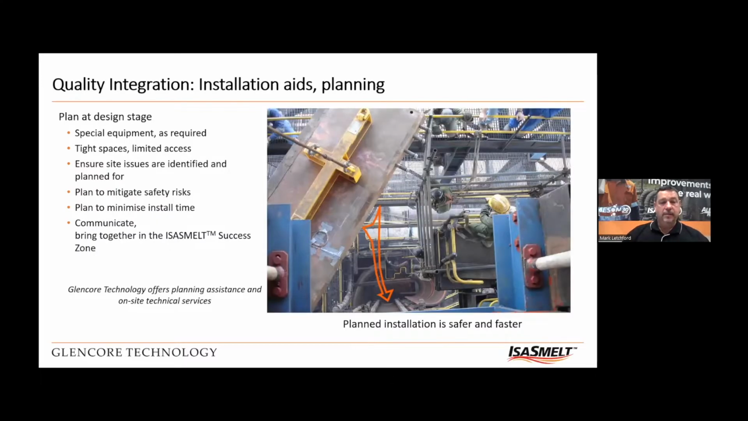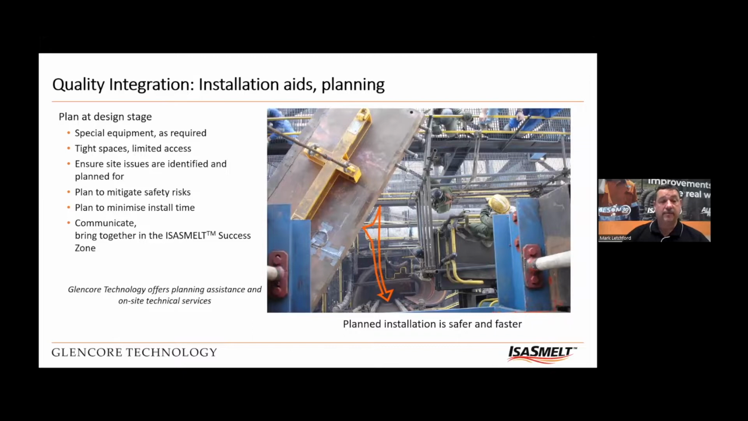In the integration stage, the second step is installation aids. So similar to the transport ones, often special jigs and equipment is needed. Often installation requires work in tight spaces and limited access. So we work through the site issues with the plant owners and make sure those issues are identified and planned for. So for example, the splash block you see in the picture there needs to go about 30 meters lower than it is there and be installed in the belly of the furnace.